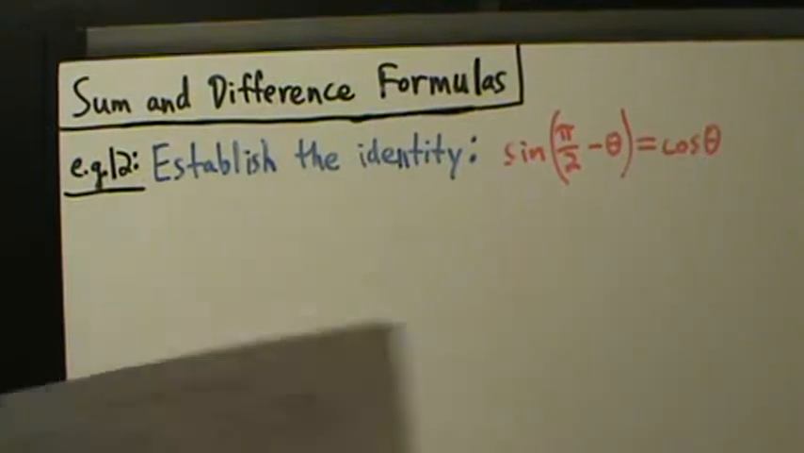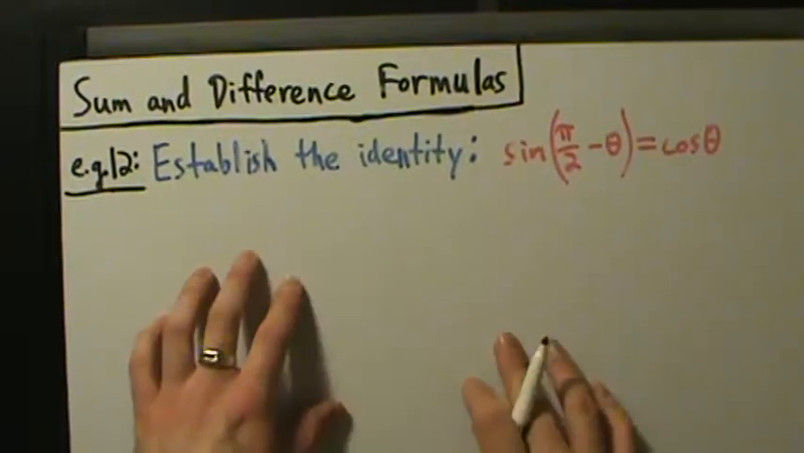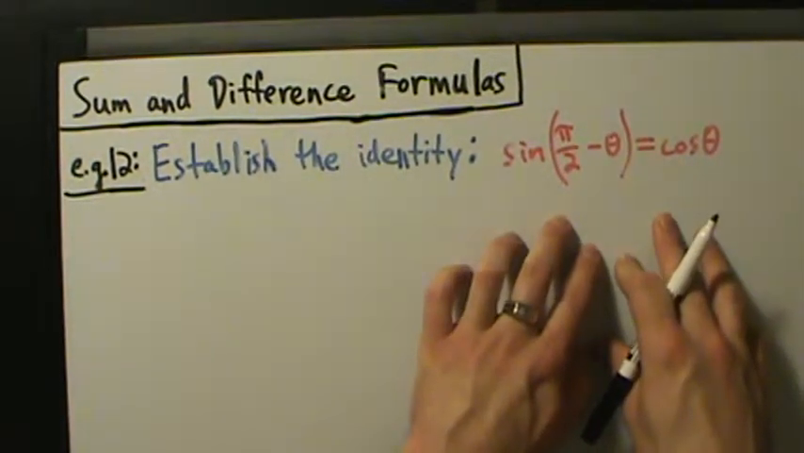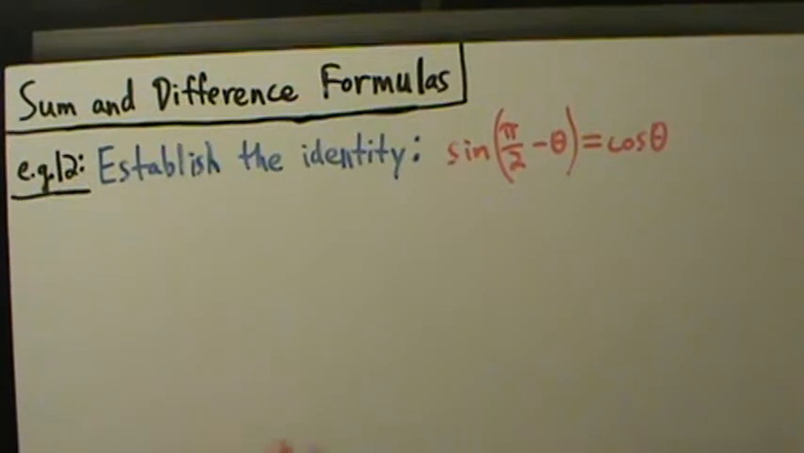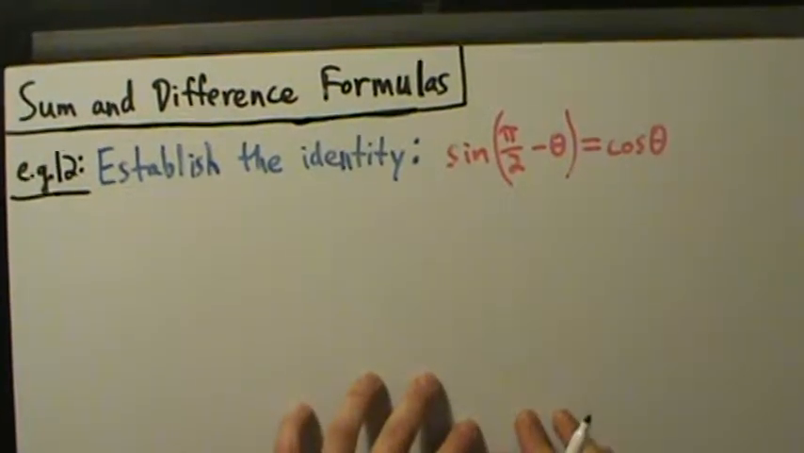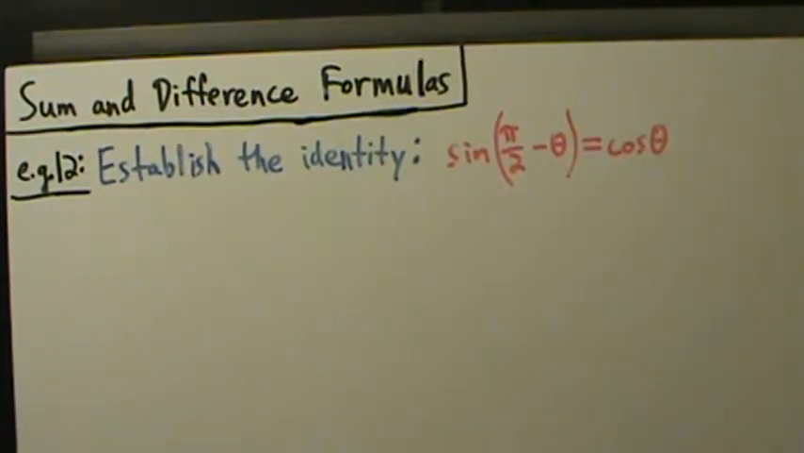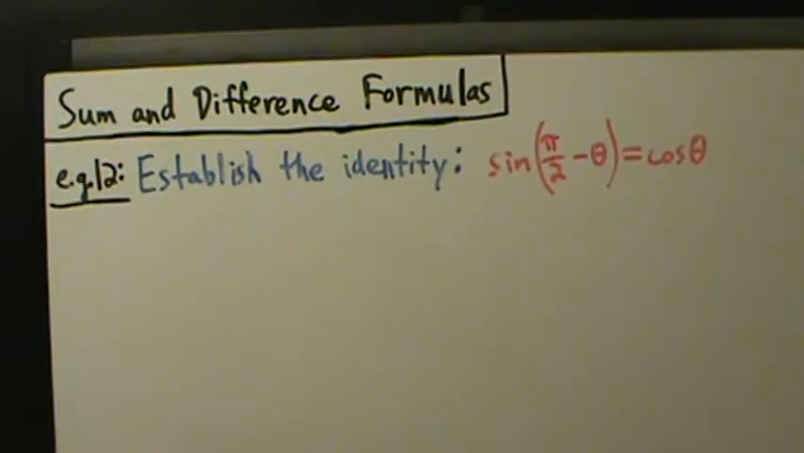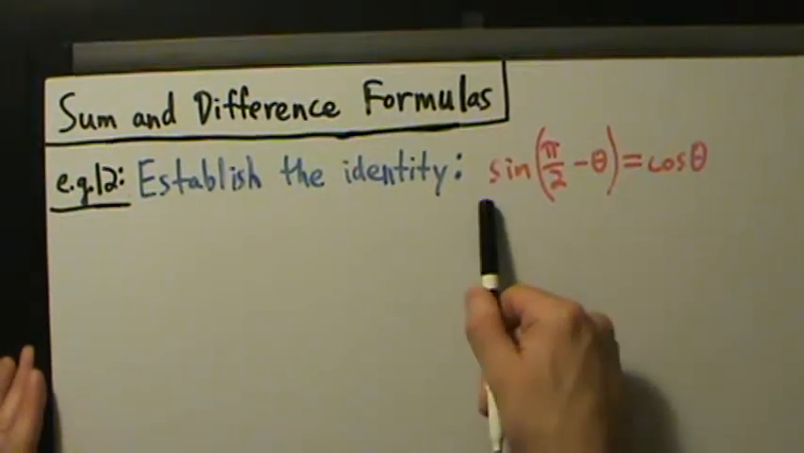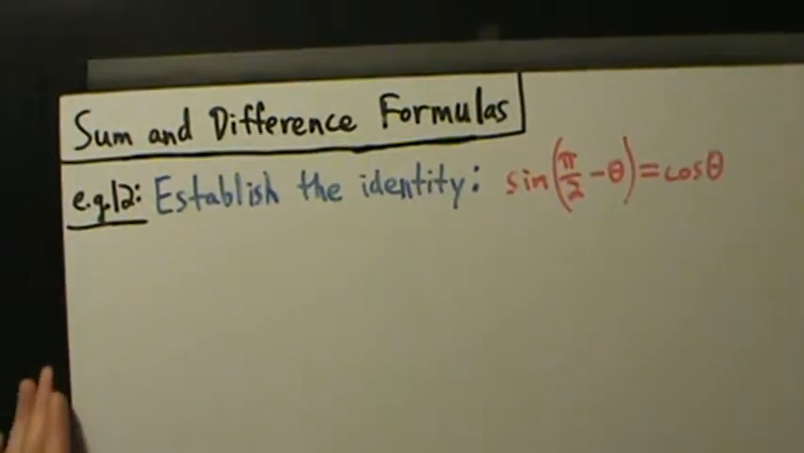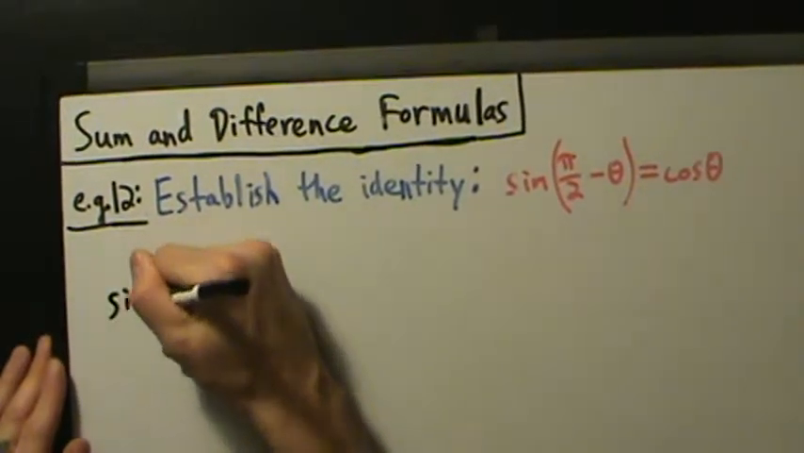So anyway, what do we have here? We're establishing an identity. It looks relatively simple, but when you establish identities, usually start on the more complicated side and leave the other side alone. What you always want to do is pick only one side, work on just that one side, leave the other side completely alone, and almost all of the time you'll start on the more complicated side. So this is definitely a little more complicated, so we'll start with that side.